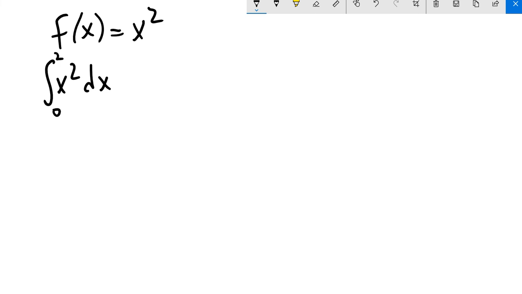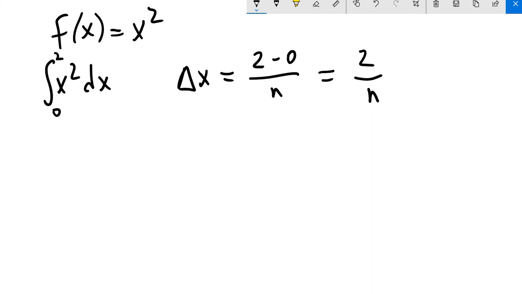First, let's calculate the width of our rectangles. So that's going to be our change in x, right? From the last screen, we knew that was b minus a divided by n. So here, b is 2, a is 0, so we're going to do 2 minus 0 divided by n. N is what we're taking the limit on. So 2 minus 0 is 2. We're left with 2 divided by n. That's the width of each rectangle.